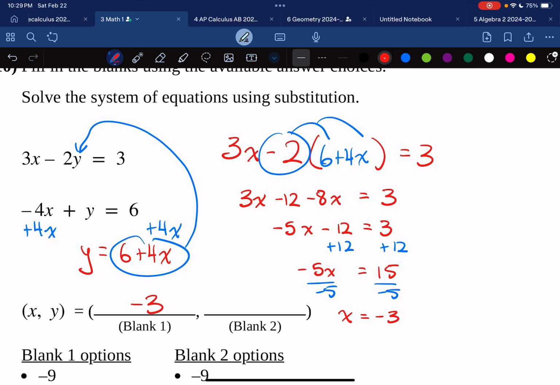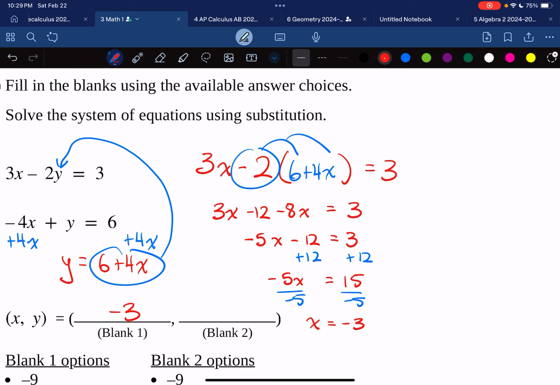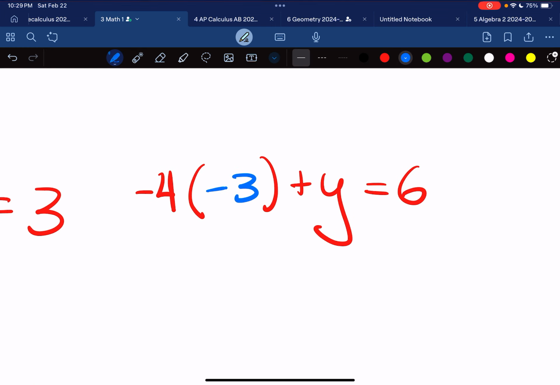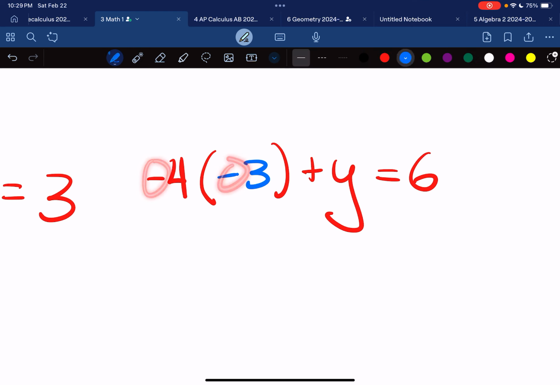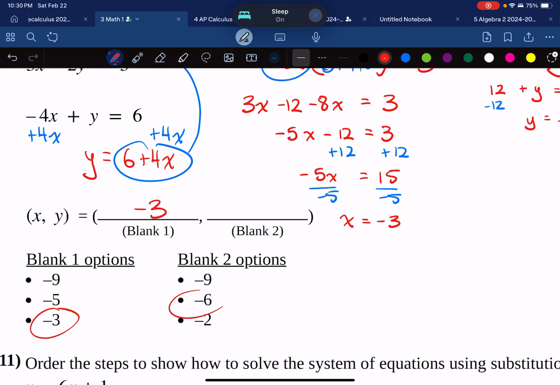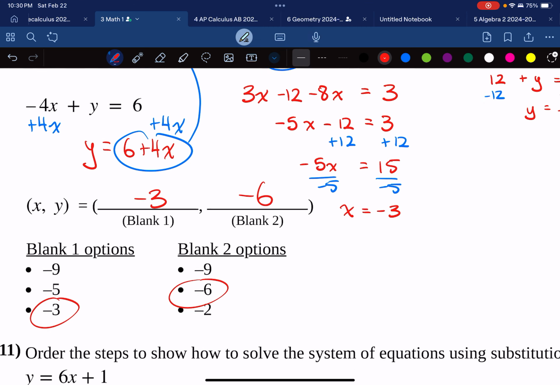So here I go. Do I have enough room over here? I have tons of room. So I'm going to say negative 4x plus y is equal to 6. And I'm going to plug the negative 3 in right here, and then I'm going to solve. So again, I have a negative times a negative, which is a positive. So this is going to be a positive 12 plus y is equal to 6. Let's go ahead and subtract 12, and y is equal to negative 6. Cool. And I hope that's one of the answers. It is indeed one of the answers, and I can write negative 6.